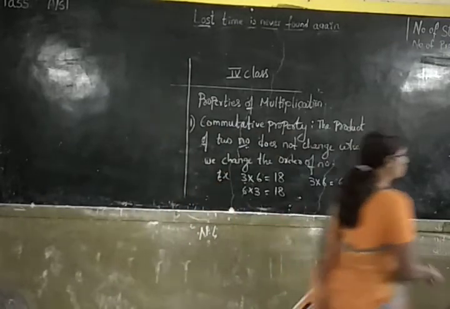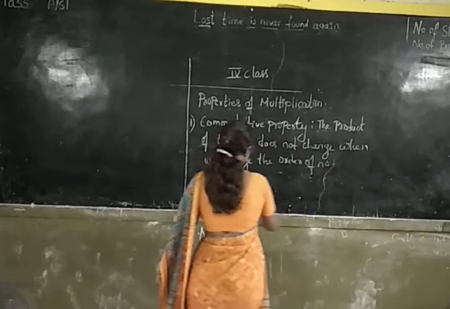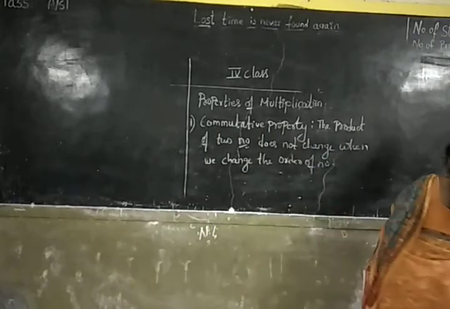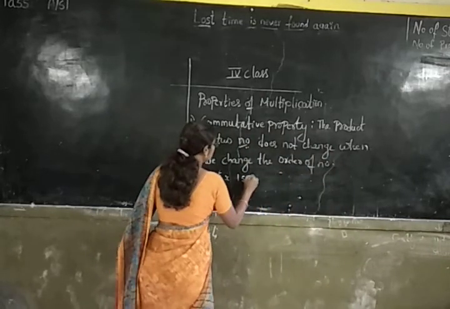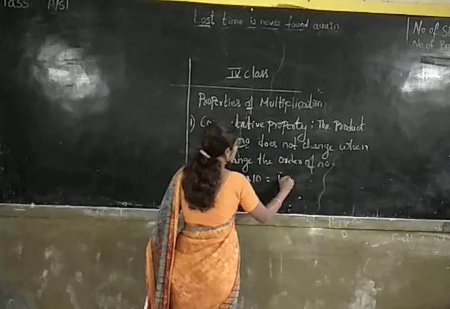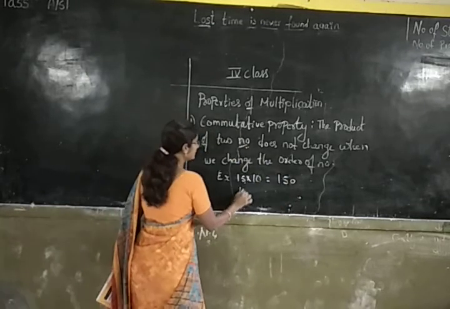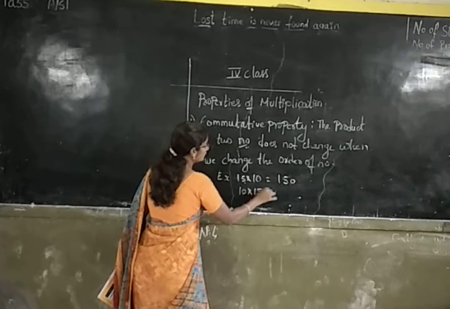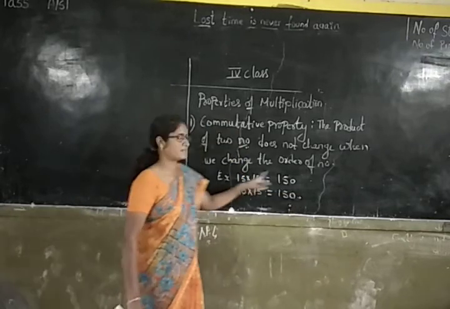Let us take one more example. That is 15 into 10. 15 tens are 150. Now let us reverse the order of the numbers by writing it as 10 into 15. So 10 15s are how much? 150.